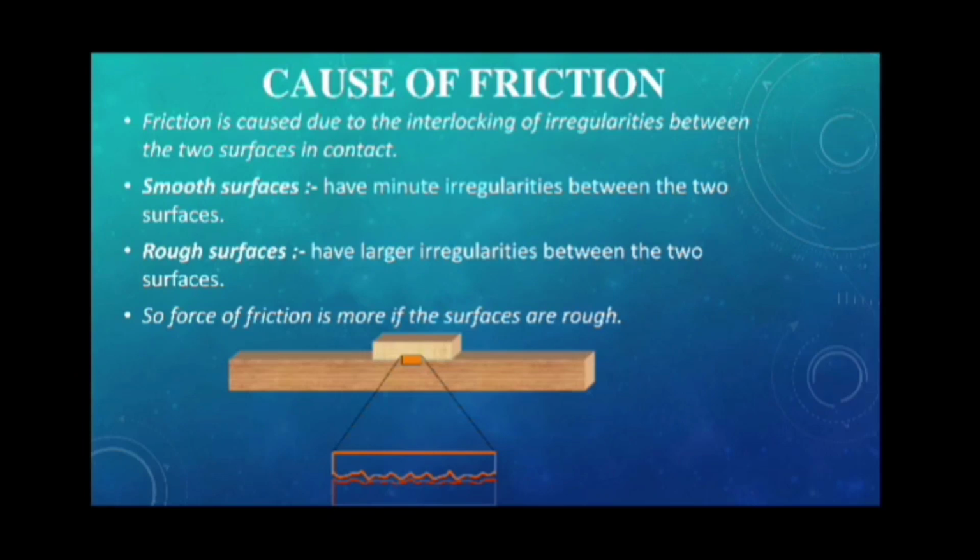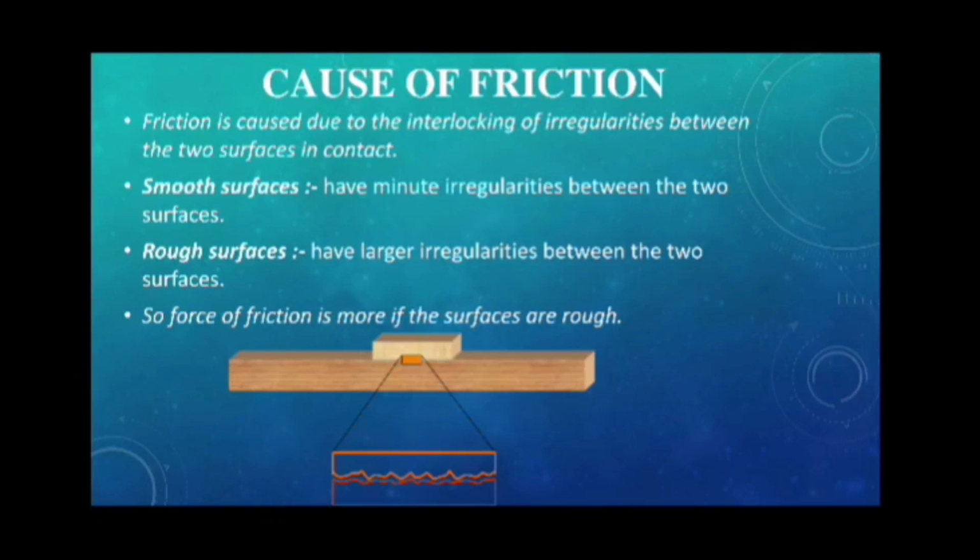When we try to move one object over another object, the irregularities present on their surfaces get entangled, that is, locked with one another. The interlocking of irregularities of the two surfaces opposes the motion of one object over the other and gives rise to the force of friction. Thus, friction is caused by the interlocking of irregularities in the surfaces of the two objects which are in contact with each other.